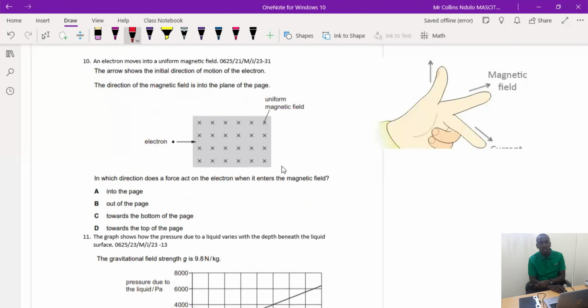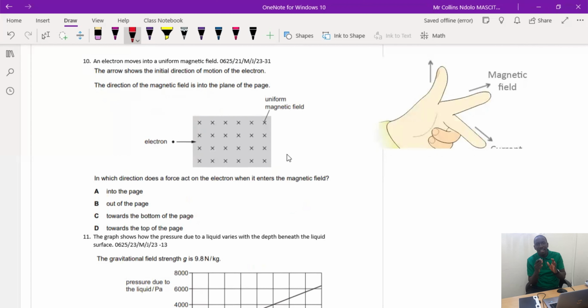It seemed to be direct, but somehow very challenging. So an electron moves into a uniform magnetic field. This is a question from 2021, May, June, variant 3. The arrow shows the initial direction of the motion of the electron. The direction of the magnetic field is into the plane of the page. So electron is in this direction.